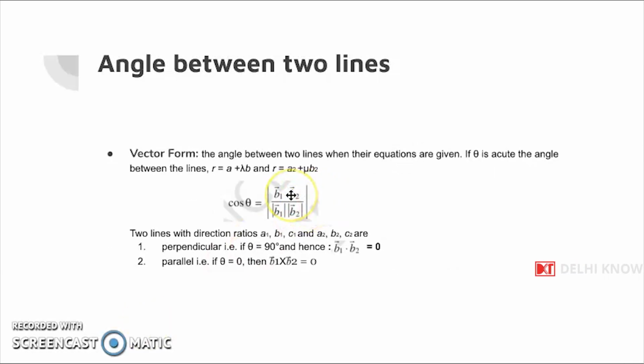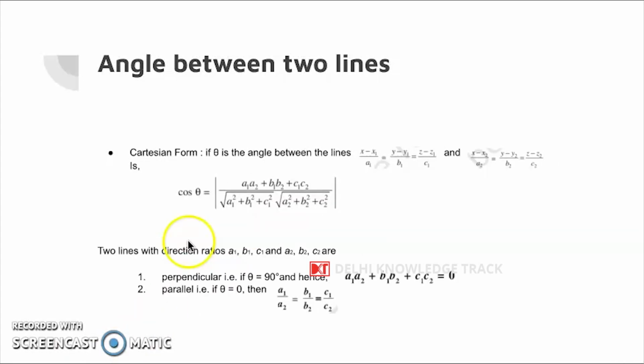In this, cos theta is equal to the dot product of vectors b1 and b2 divided by the product of magnitudes of b1 and b2. There are also two cases. If theta is equal to 90, that means the angle between them is 90 and the lines are perpendicular, then a1a2 plus b1b2 plus c1c2 is equal to 0. It is similar to the dot product of vectors b1 and b2.